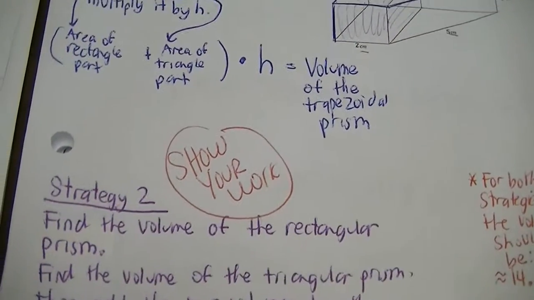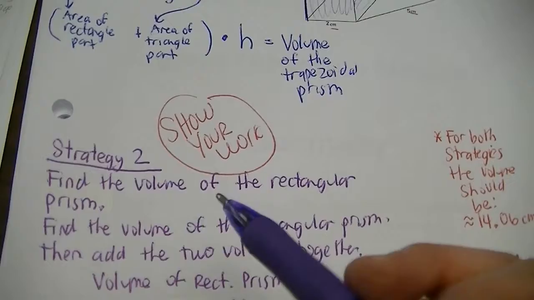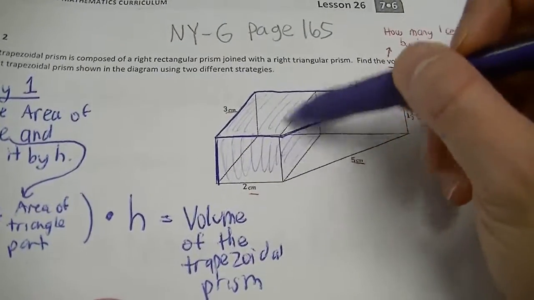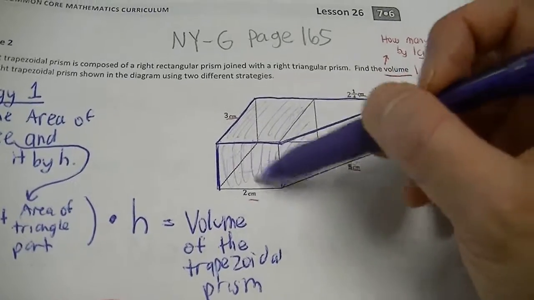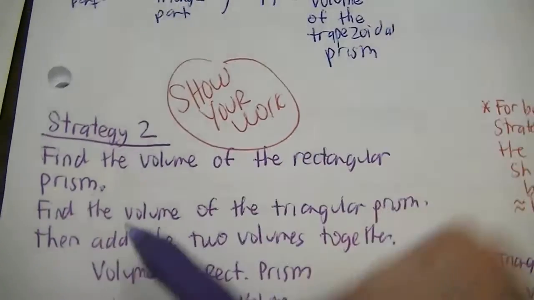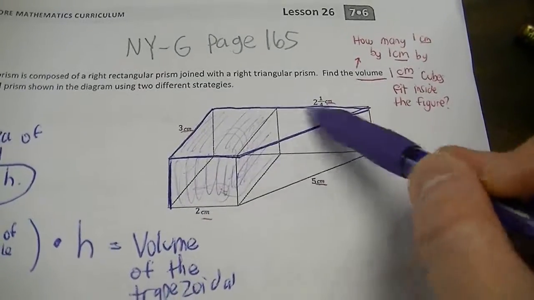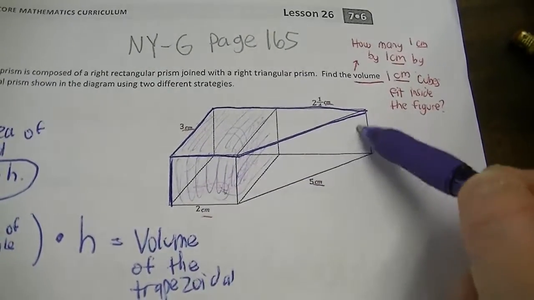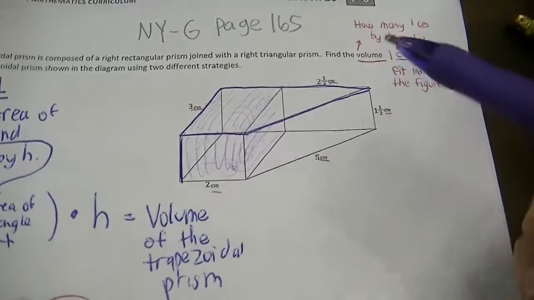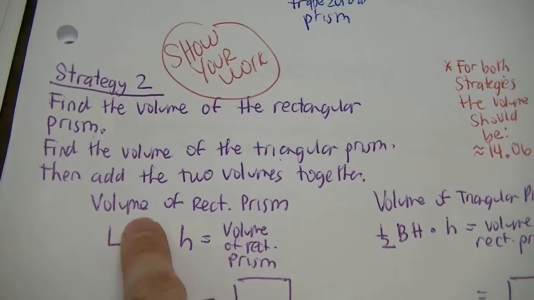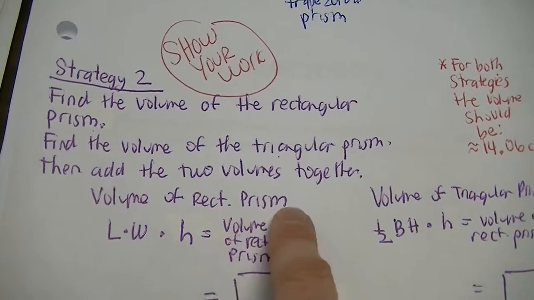Strategy number two. The second way that you can solve this is find the volume of the rectangular prism. So find the volume of this rectangular prism right here. And then you got to find the volume of the triangular prism. So you'll find the volume of this part right here. And what you would do to that is you'd add them together after you found the volume of each of them.